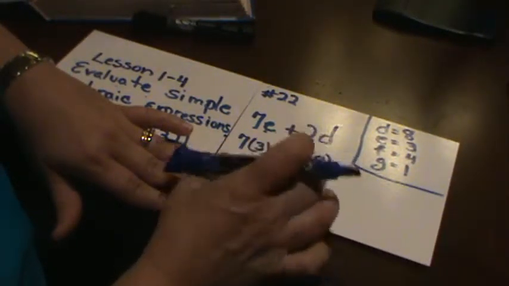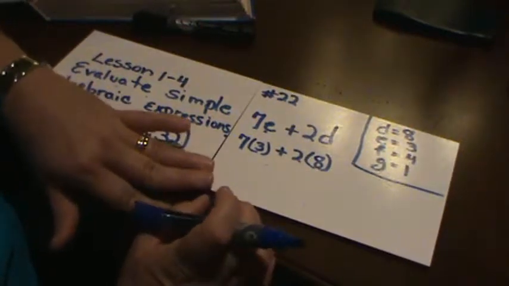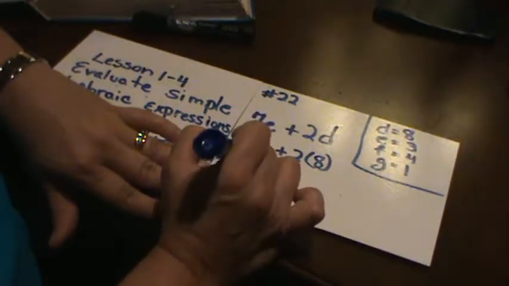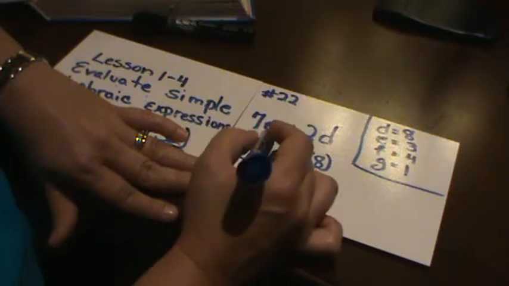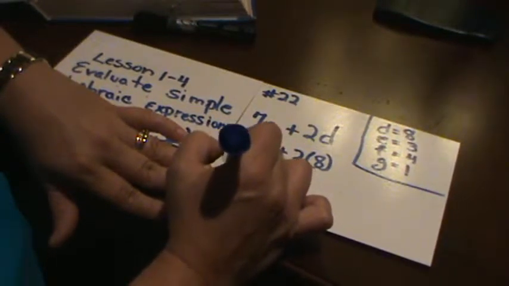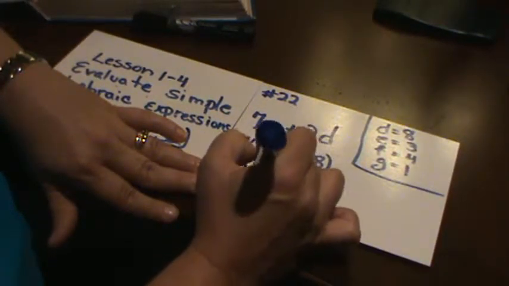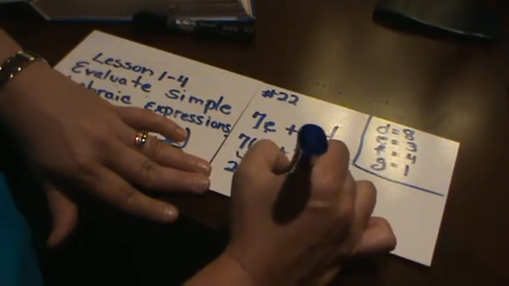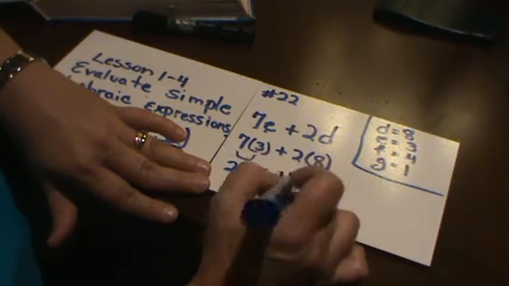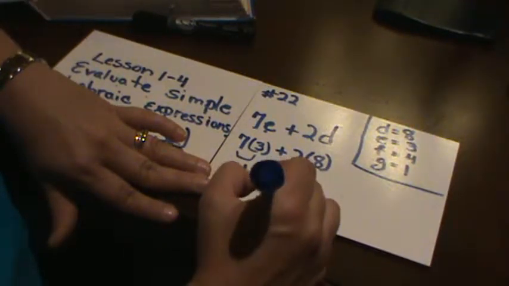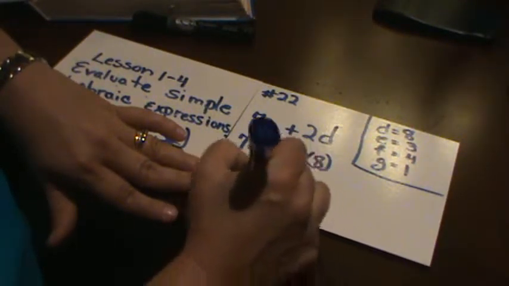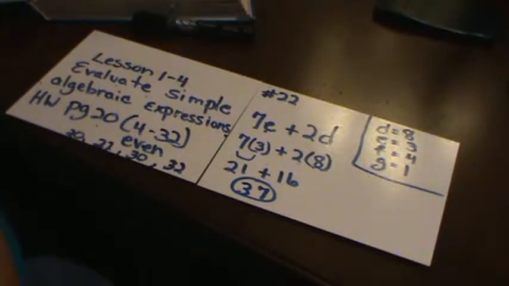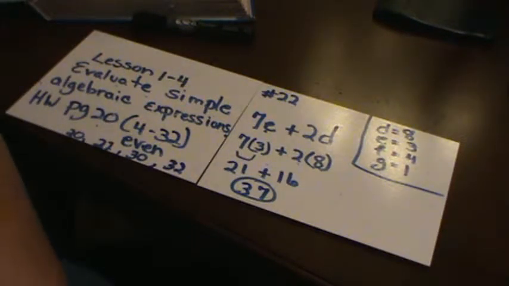Now I'm going to do the multiplication first because that's what the order of operations tells me to do. And I get 7 times 3 is 21. And 2 times 8 is 16. Now I add these together, and my answer would then be 37.